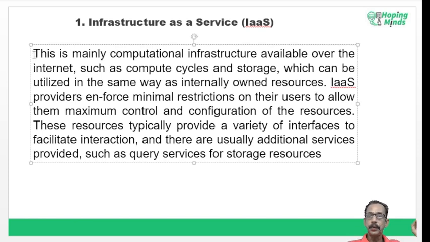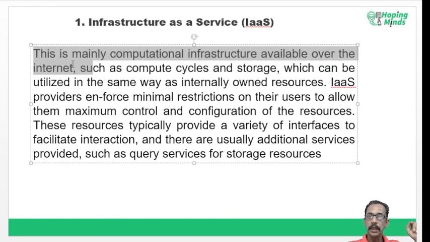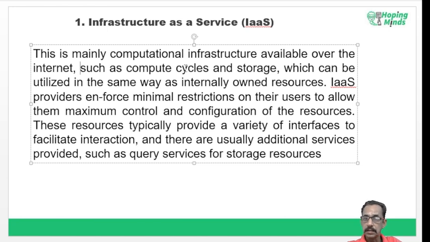This is mainly computational infrastructure available over the internet. Only the infrastructure is provided by the cloud provider, such as compute cycles and storage, which can be utilized in the same way as internally owned resources. After that, you have to decide which operating system and which particular server you want to use, for storage purposes or for a mailing server.